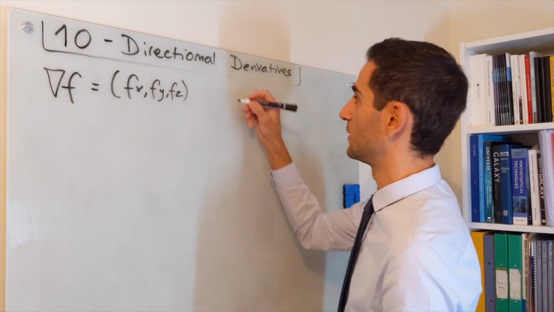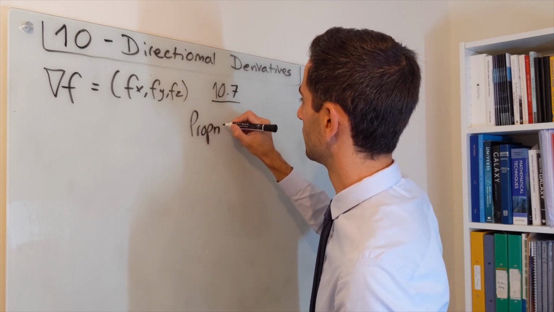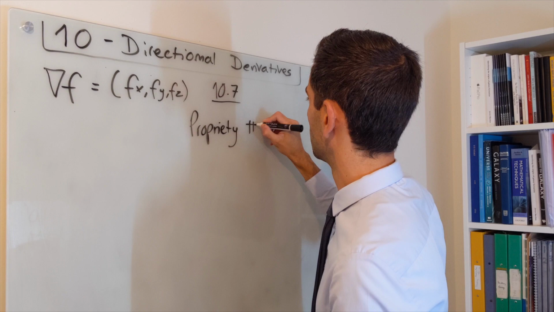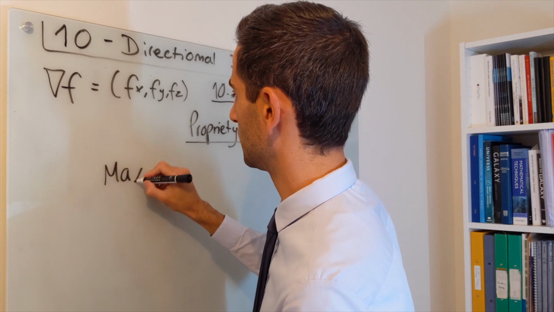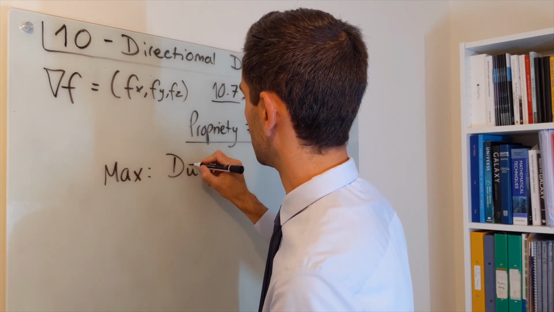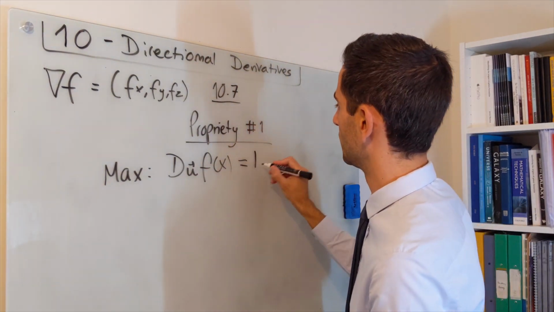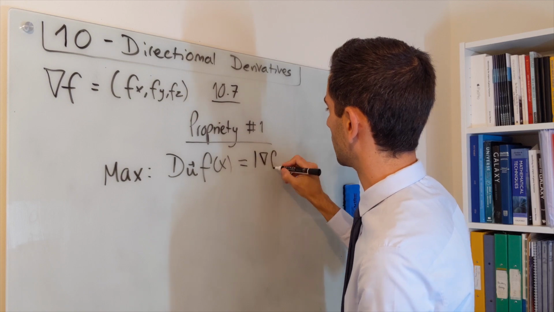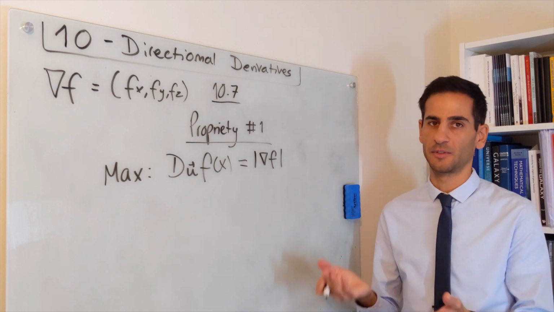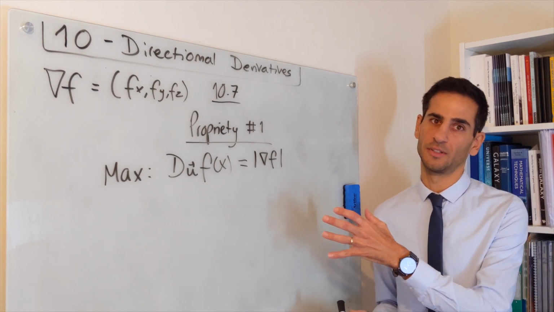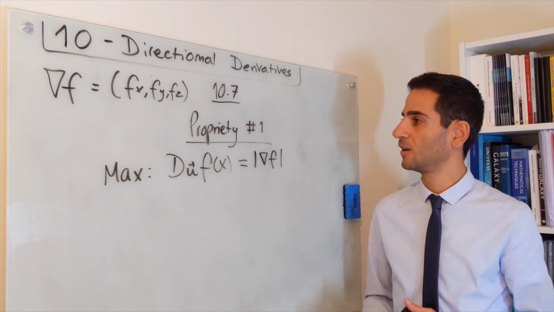A cool useful property that you can find in section 10.7, which I've called property 1, is that the maximum of a directional derivative along some unit vector is essentially given by the modulus of the gradient of f. This is the sort of property that you would be expected to be able to demonstrate in an exam. It's also the first question in the final worksheet.